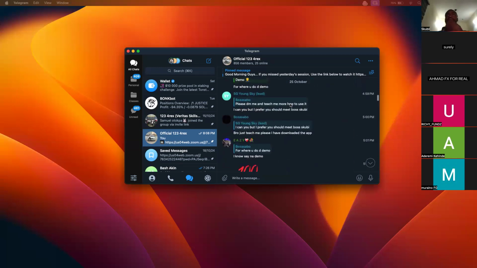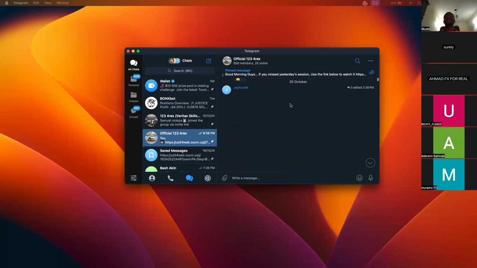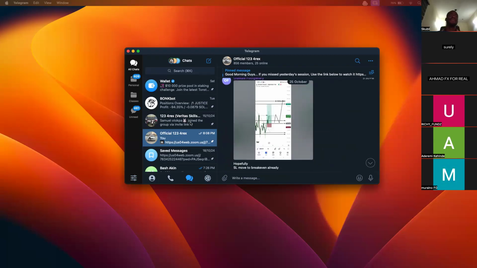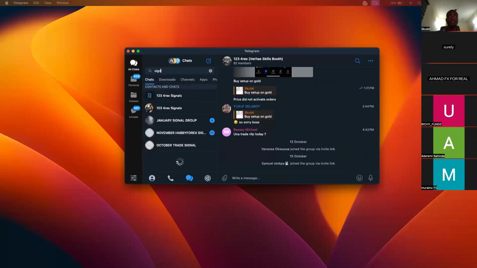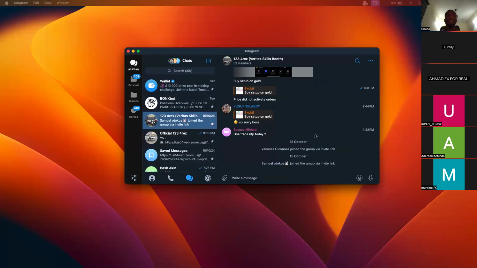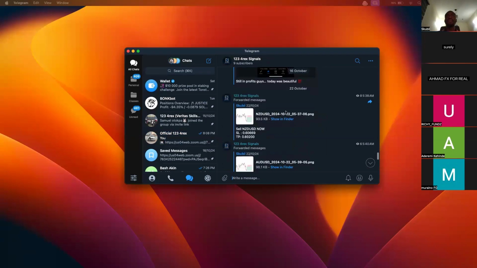Okay, on Monday. What was Monday's date? 25th. Let me check my signal group. It's supposed to be on the signal group. Okay, 22nd. Good. So this was the first setup we had.